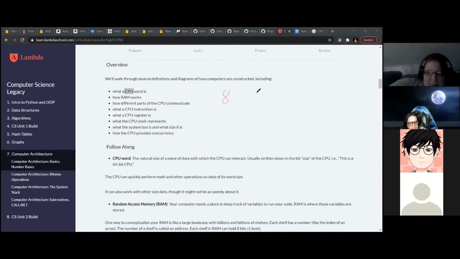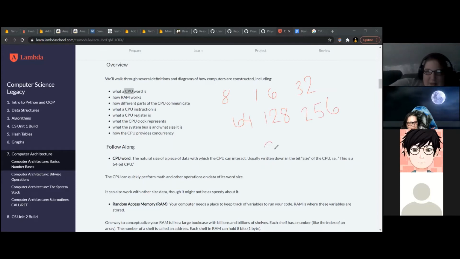The CPU is working with numbers, bytes, the bits and bytes. Eight bits make a byte. That's how the memory is expressed, and it's usually written down in the bit size. This is a 64-bit CPU.